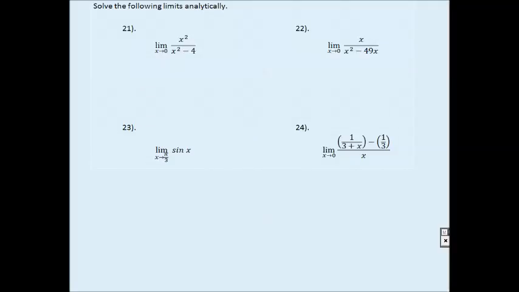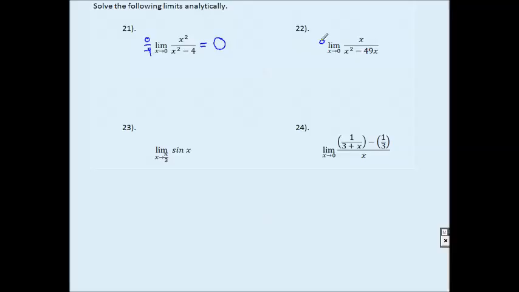Alright, now solving them analytically. This is where we're going to have the most fun, I'm sure. Okay, first step always is just try to plug in. So if I plug in, I get 0 up top, I get -4 on the bottom. Hey, that's allowed. That's not an indeterminate form. My answer here is just 0.